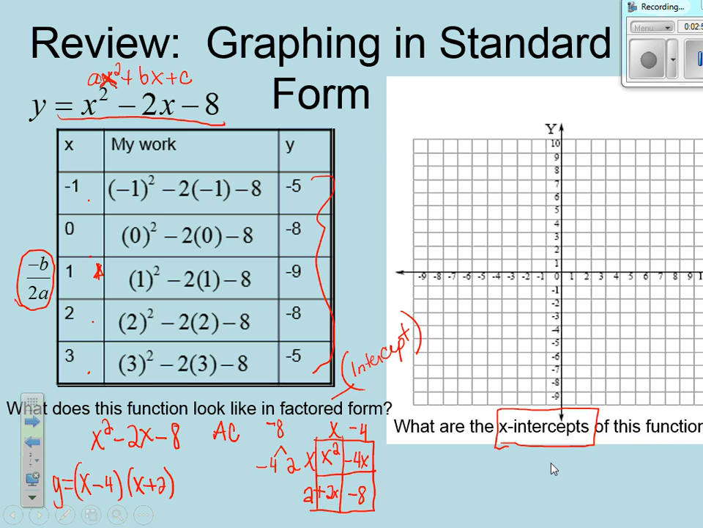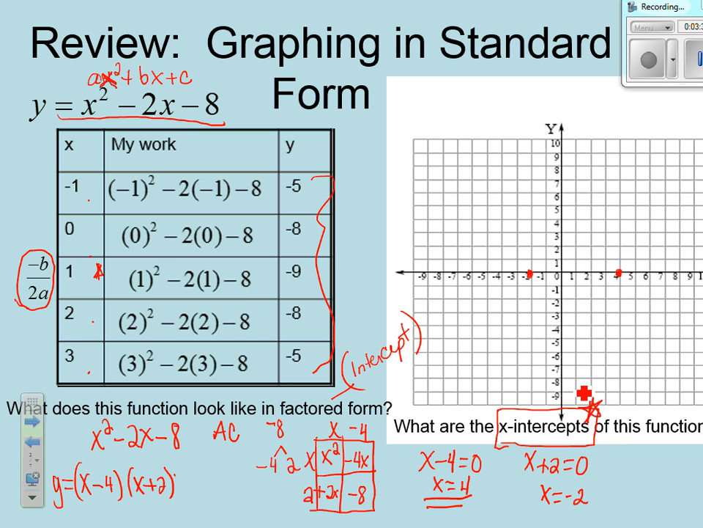Now, how would I find the x-intercepts? Well, this is the tie-in. Factoring and finding the intercept is the tie-in for solving. Remember when we factored to solve? When you factor to solve, you take your factors, you set them equal to 0, and you find your x value. When you do that, you are finding the intercepts. So in this graph, the intercepts are negative 2 and 4.